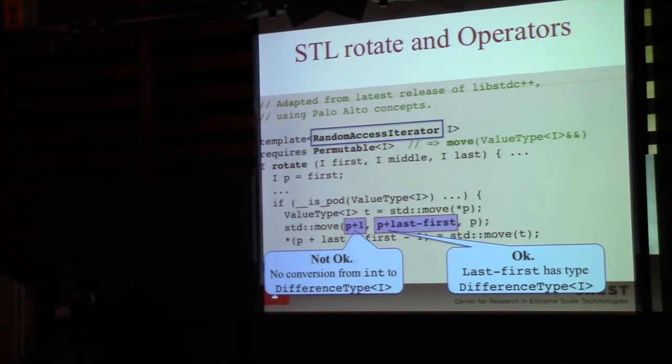Yes? The question is, is there a notion of implicit constructor from integer to difference type of I? In this case, no, because once you're in a constrained template, all the generic types, all the types that are dependent on the template parameters, are treated as non-dependent. So at this point, you actually want an explicit conversion.